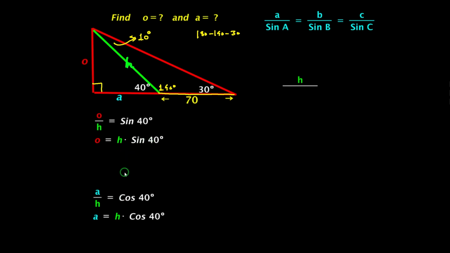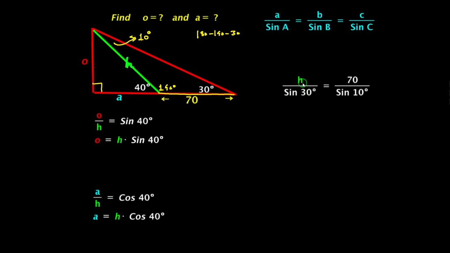Now to find H, we will use the sine law. What we do is write H on the top because we have to find H. Now we go to the right part of the triangle, which is not a right angle triangle. H, we have got the opposite angle 30. Side 70, we have got the opposite angle 10. We are not bothered about the third one because we don't need it. So side H divided by the opposite angle, which is sine of 30 degrees, must equal the other side, 70, divided by the opposite angle. So 70 divided by sine of 10 degrees.